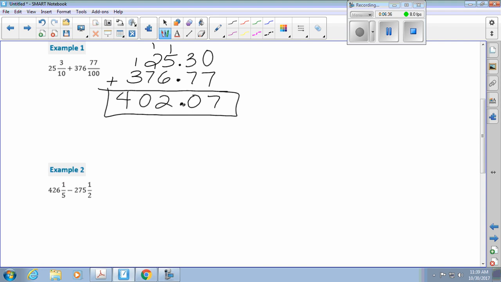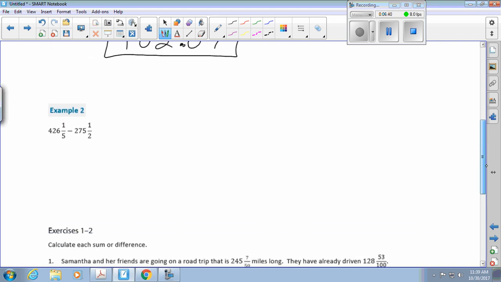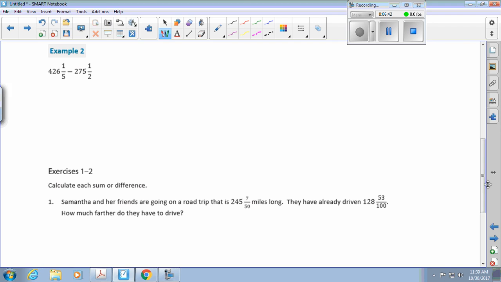Okay. Any questions on that? No. All right. Let's go to example 2. All right. So we are going to start like this. 246 and 1/5 minus 275 and 1/2.